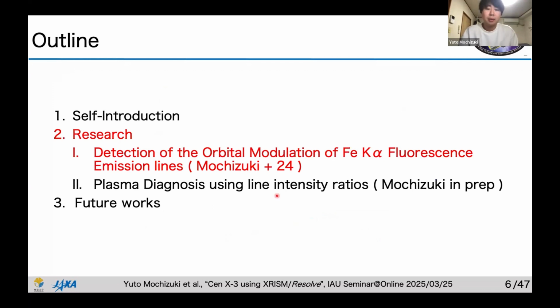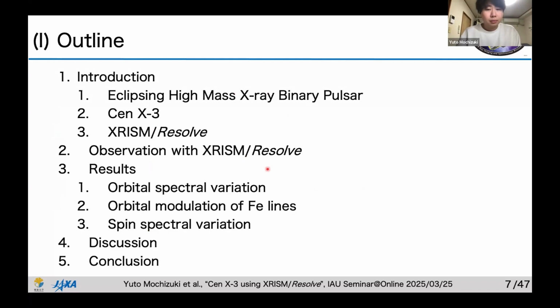Okay, all right. Next I will talk about the main topic, detection of the orbital modulation of the iron K alpha line in Cen X-3 using XRISM Resolve, based on our paper. This is the outline for this topic. First, I will introduce the binary system and the XRISM Resolve instrument.